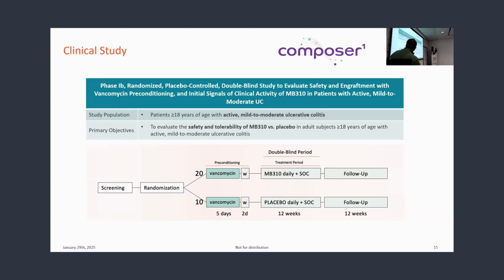As you can see here, we have 2 arms: screening, randomization. Patients in both arms receive vancomycin preconditioning, followed by a washout period. In the active arm, patients will receive MB310 daily plus standard of care. In the placebo arm, they receive placebo daily over a period of 12 weeks, followed by a 12-week follow-up period. The trial is ongoing and still recruiting. We have randomized patients who are receiving the treatment or the placebo.